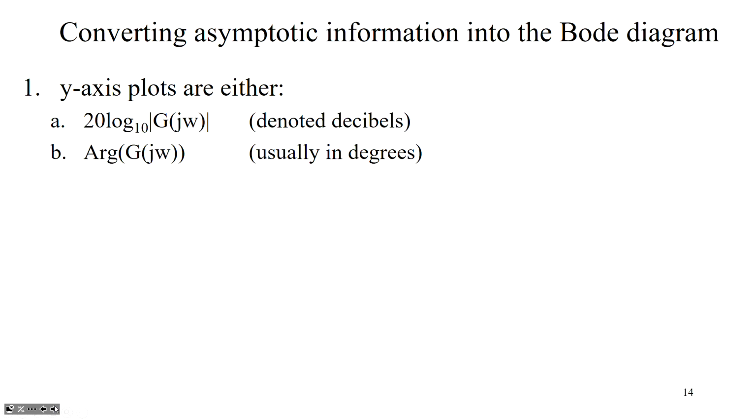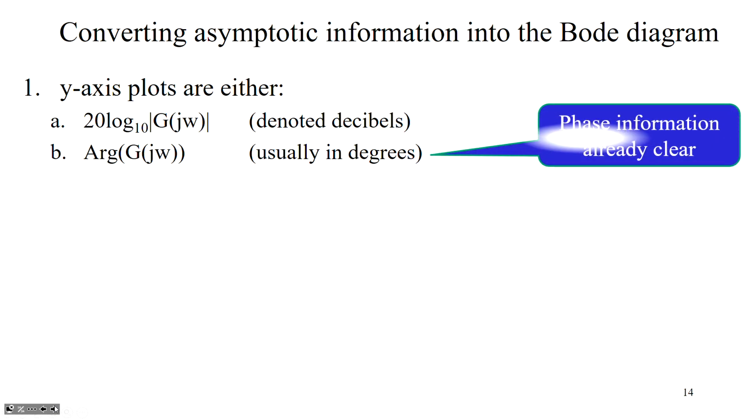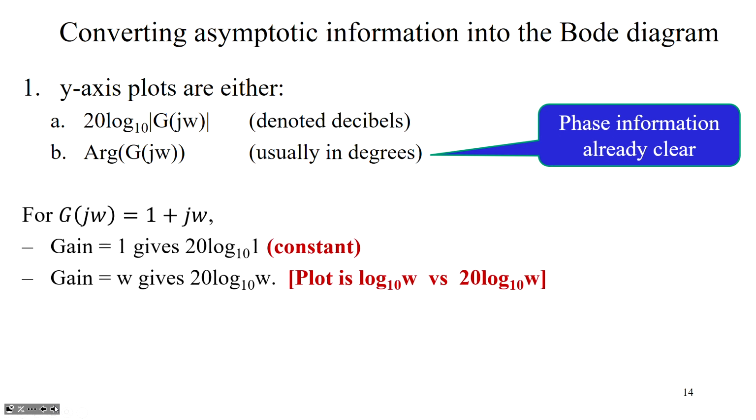So, converting asymptotic information into the Bode diagram. We've reminded you here, what is the Bode diagram? The gain plot and the phase plot. So let's look at this factor 1 plus j omega. What we found is that at a low frequency, the gain was essentially 1. So 20 log to the base 10 of 1 is going to give you a constant. So the Bode diagram is going to be constant at low frequencies. And you'll see here, I've emphasized that at low frequencies, you've got a constant, which is, if you like, a flat line.